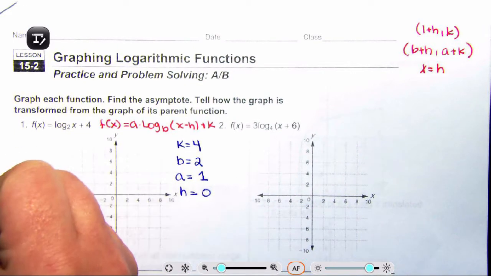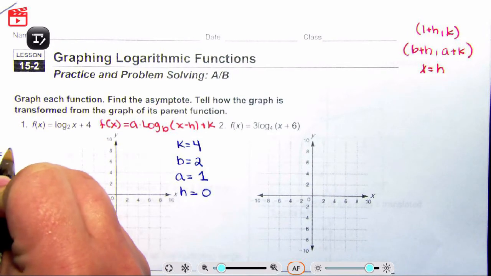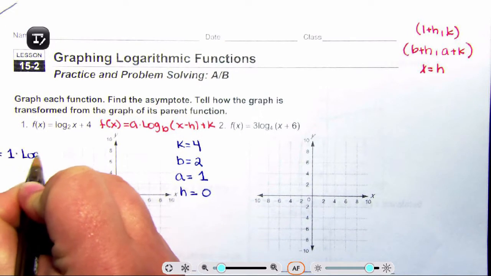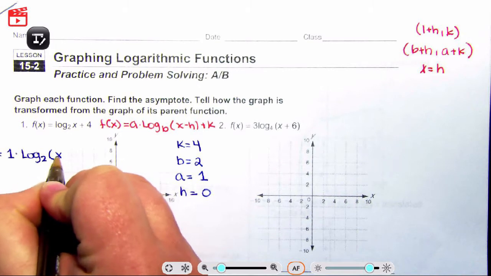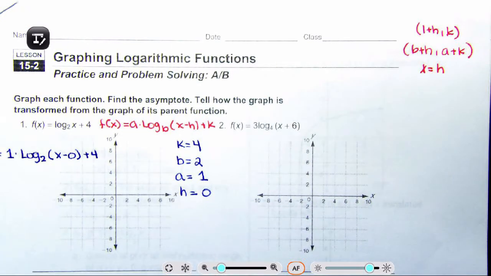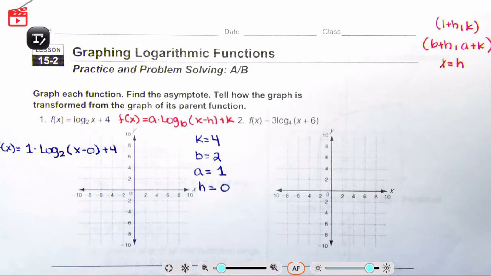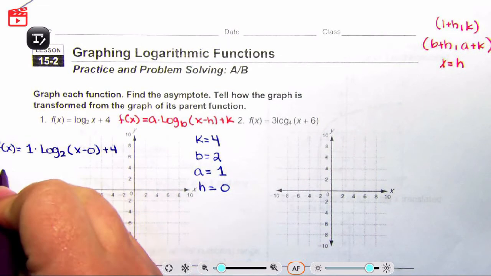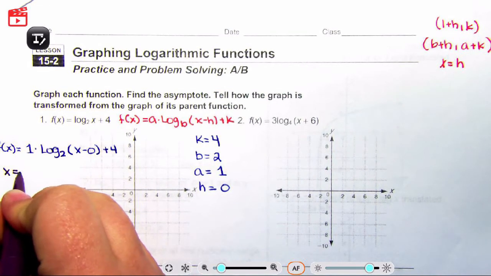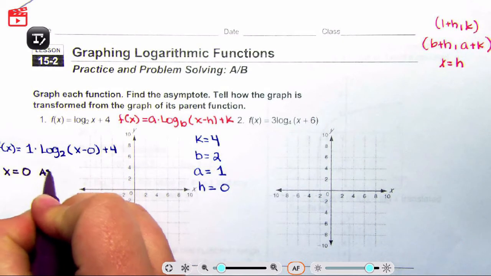So basically, if we expand this just a little bit, we have 1 times log base 2 of x minus 0, plus 4. Do you need to write that out like this? No, I just wanted to show you where those values came from. Let's do our 2 reference points and our asymptote. Our asymptote is x equals h. So what is our h value? Our h value is 0, so that is my asymptote.